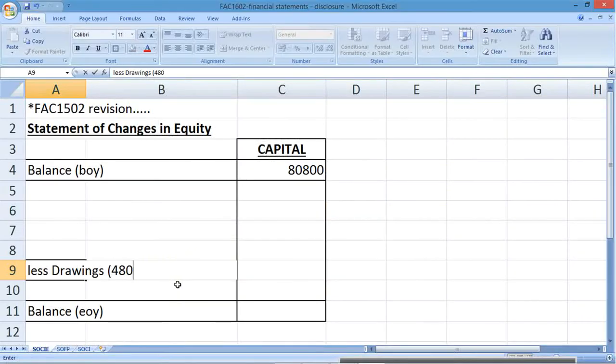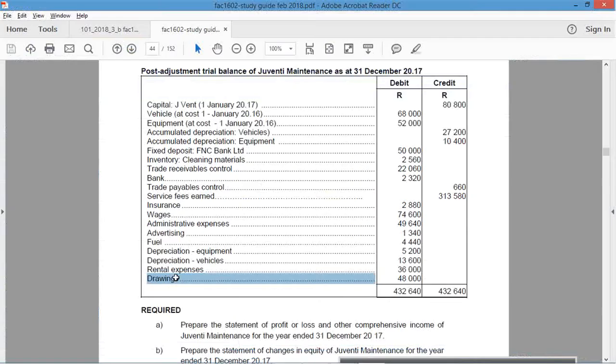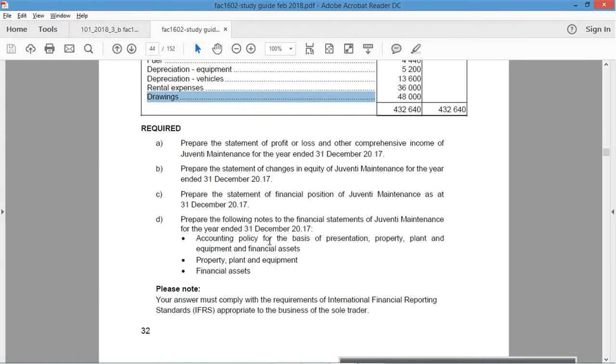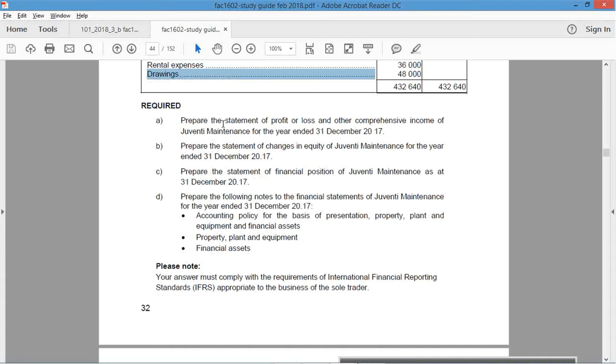Drawings, 48,000. Nice. Okay, now we've done that, which you've covered in terms of interpretation. That's the approach. Now we need to look at the adjustments. Okay, prepare the statement for profit and loss. We've done that. Well, we're going to do that. We've obviously created that. We've created that. Prepare the notes.